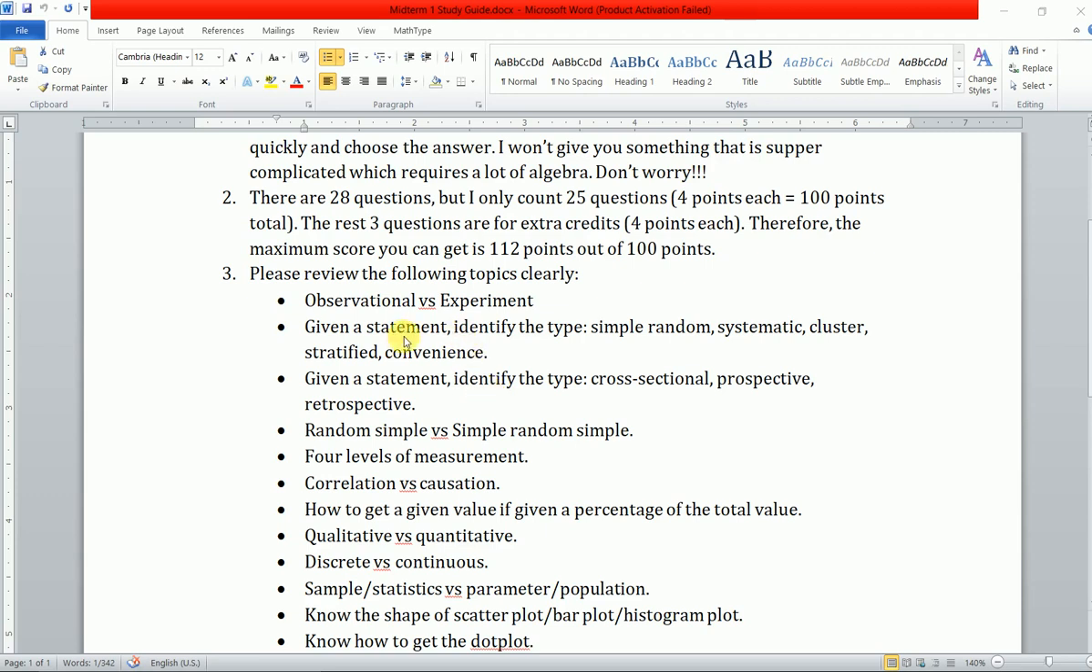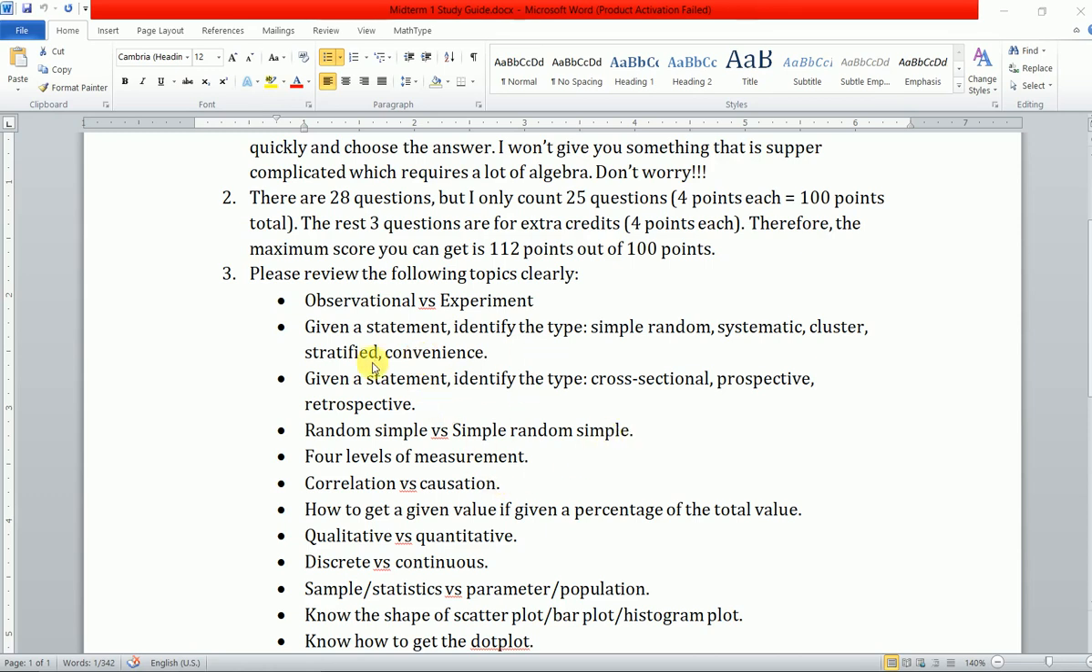Convenient is the last one. It is pretty simple. You just have to take the data that are convenient for you. You don't have to go all the way to a different area to collect the data. You just have to go to the one that you think saves your time, is convenient for you. We call that convenient data.